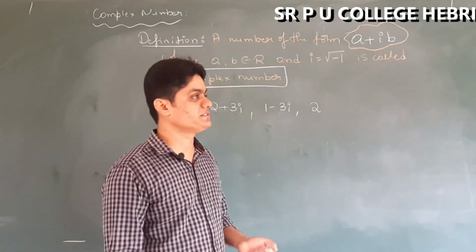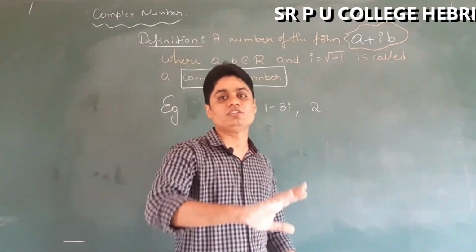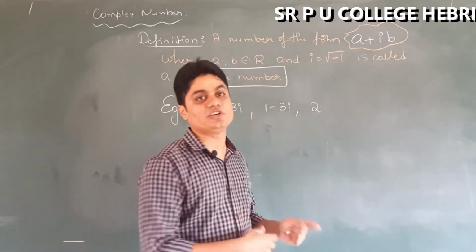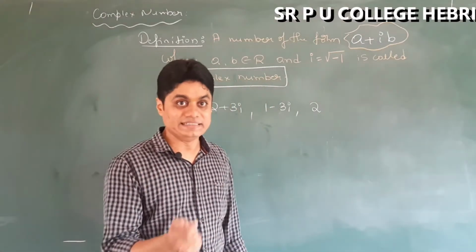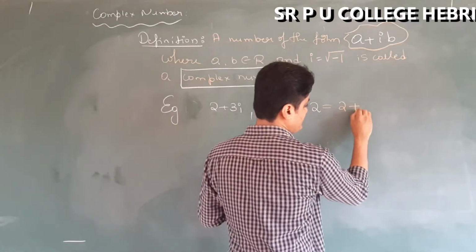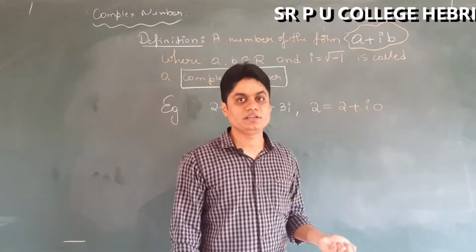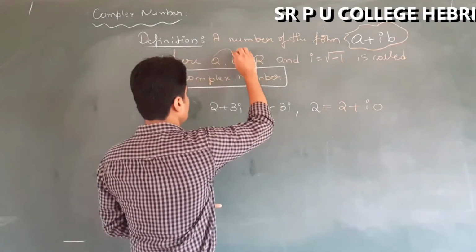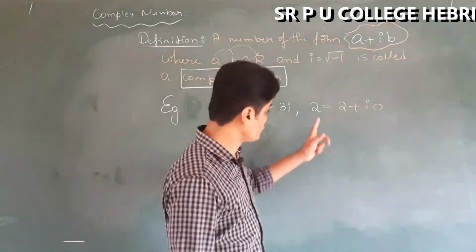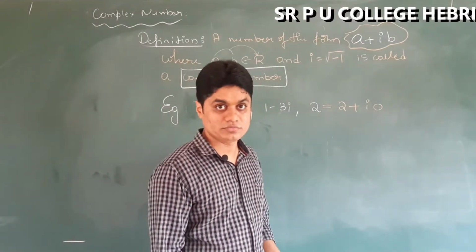Maybe your first answer is, if you are in my class, not virtually, then definitely you will say no, this is not a complex number. Why? You're going to explain that 2 is not in the form of a plus ib. But this is also a complex number, because 2 can be expressed as 2 plus i into 0. Is it true? A plus ib, what is the condition? A and b belong to R, and 0 is also a real number, so 0 is also possible, right? So 2 can be expressed as 2 plus i0. Did you agree with me? So 2 is also a complex number.